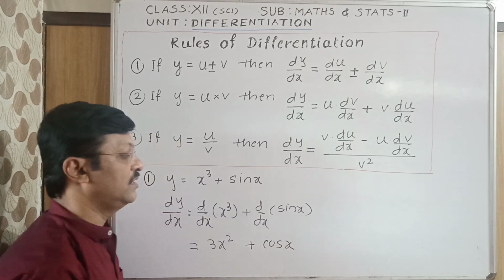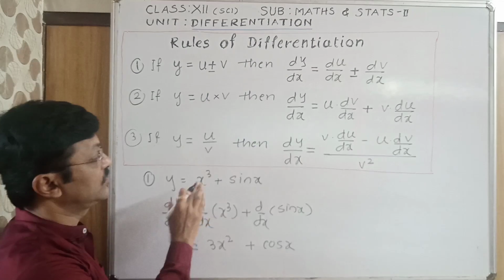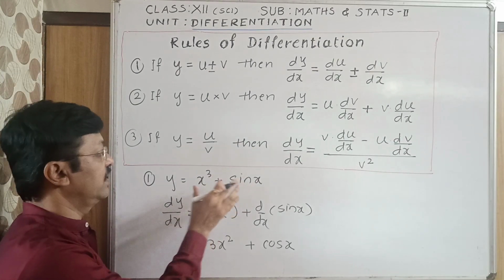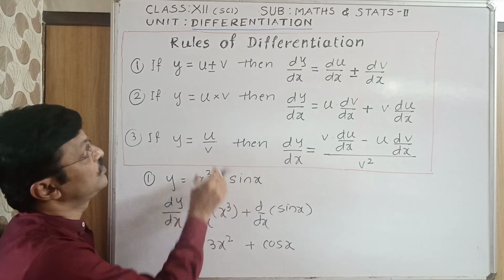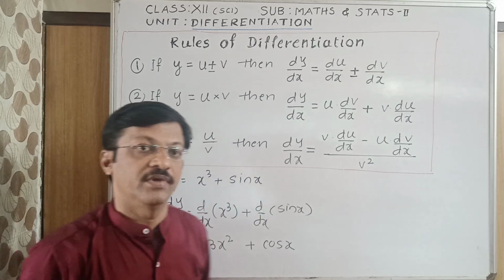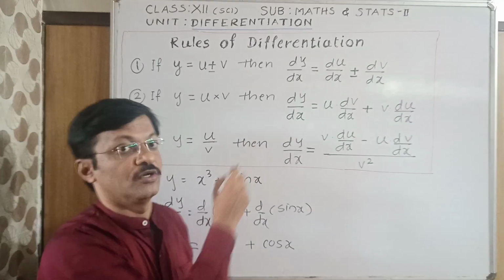That's it. So in this manner we can find the derivative of functions which are added together to give another function, and in this case we use the rule of differentiation which is called the sum rule. Then we can see some more examples of other rules also.